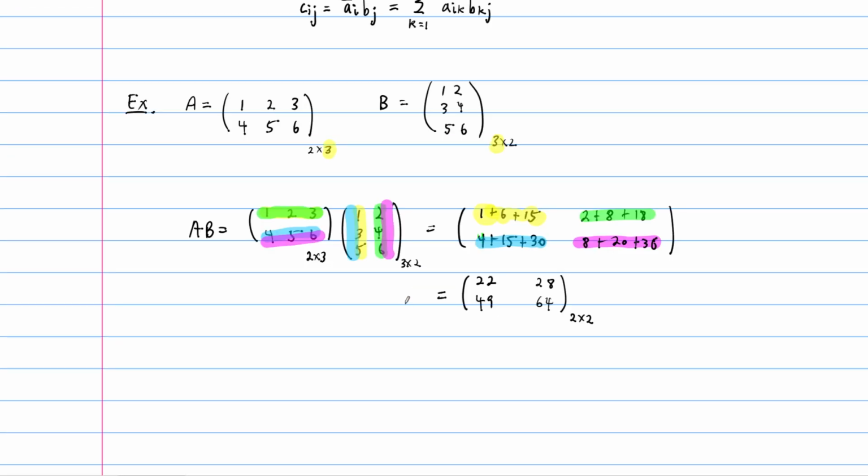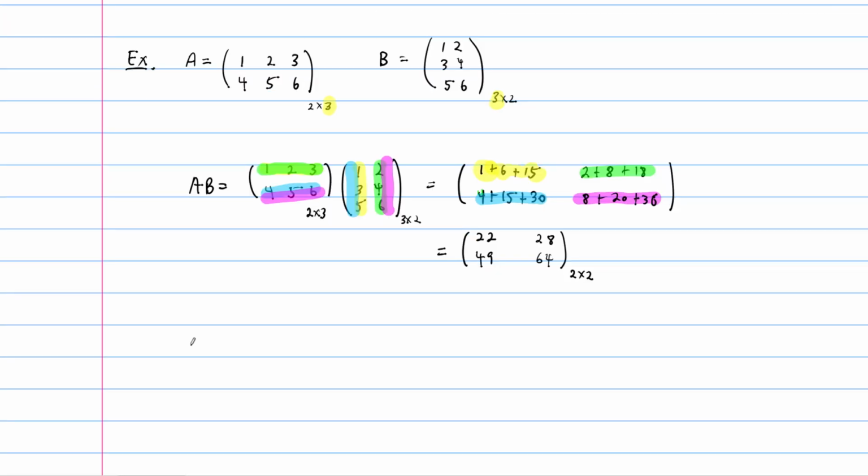Are we allowed to do B times A? Right, so we have to always make sure that the dimensions match up, and it's not always going to be possible for us to switch the order of these. In this case, we can, right, because B is going to be a 3 by 2, and A is a 2 by 3.